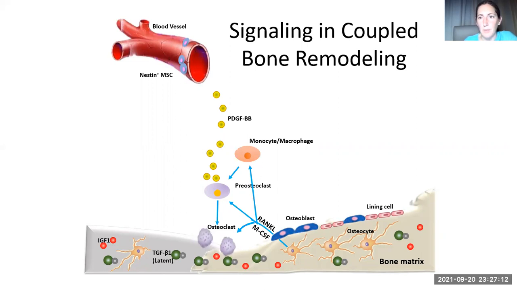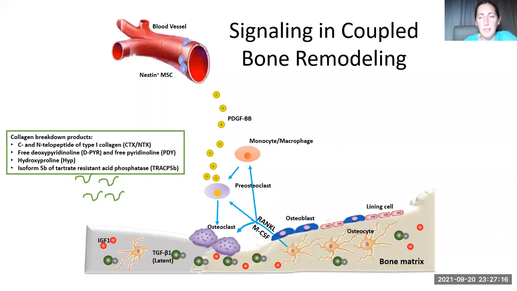While osteoclasts are resorbing bone, they break down the protein in the bone, which is collagen, and those byproducts of collagen breakdown can be measured in the circulation: CTX, NTX, DPYR, PYD, HIP, and TRAP5b.